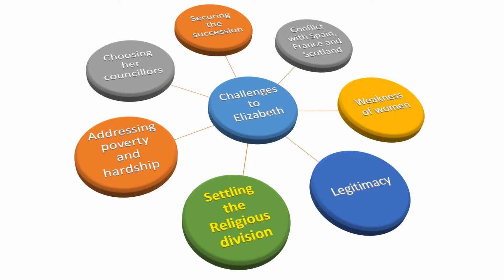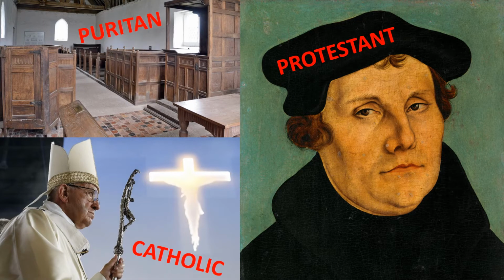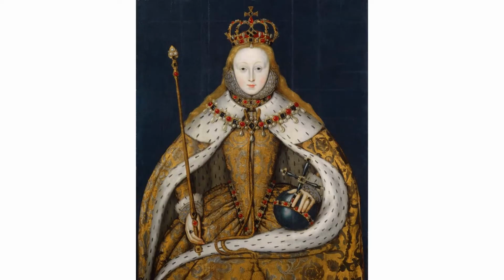Elizabeth's first challenge is settling the religious divisions in England. You had the Catholics, you had the Protestants, you had the Puritans, different groups who were all fiercely believing that their faith was the right way forward. Elizabeth had to consider the impact of the decisions made by the 3 previous Tudor monarchs.